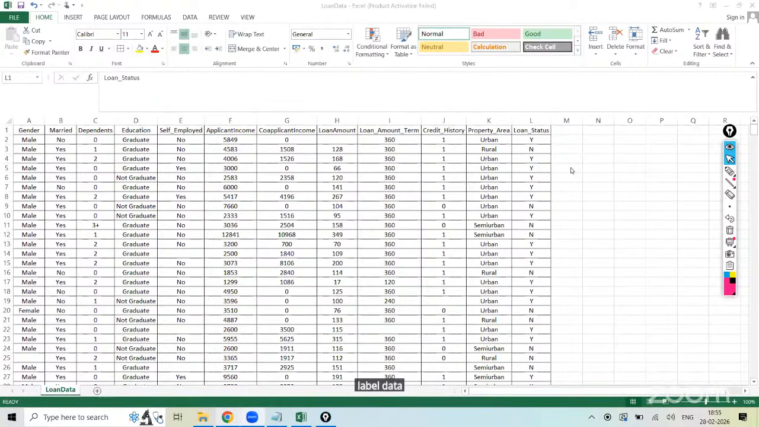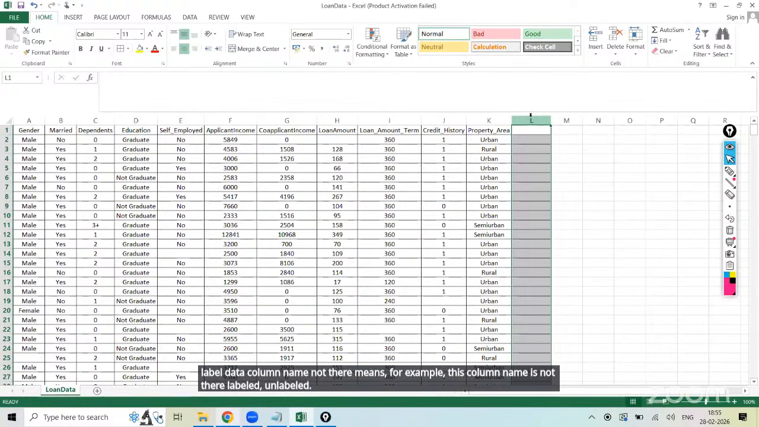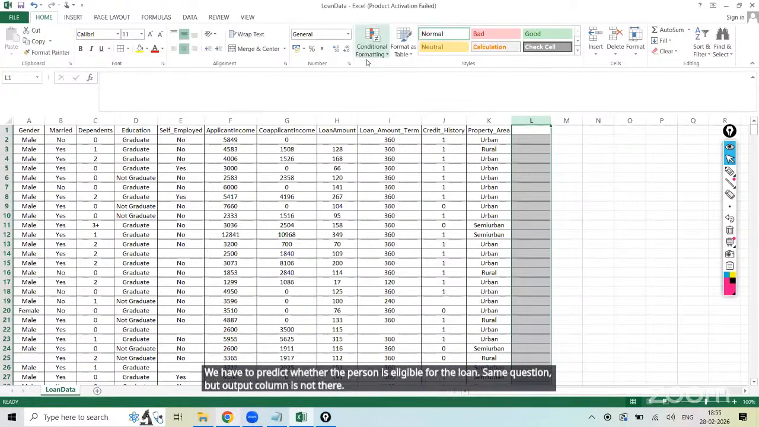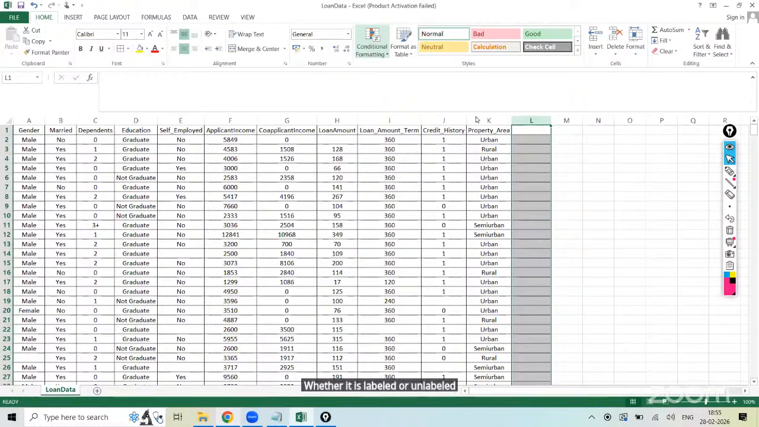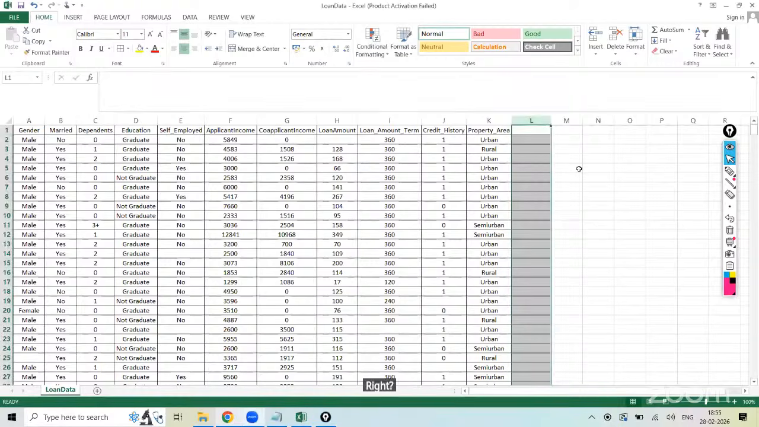If the column is not there, it is unlabeled. For example, we have to predict whether the person is eligible for the loan. Same question, but the output column is not there. Whether it is labeled or unlabeled, it means it is unlabeled data. Label means already knowing the output.